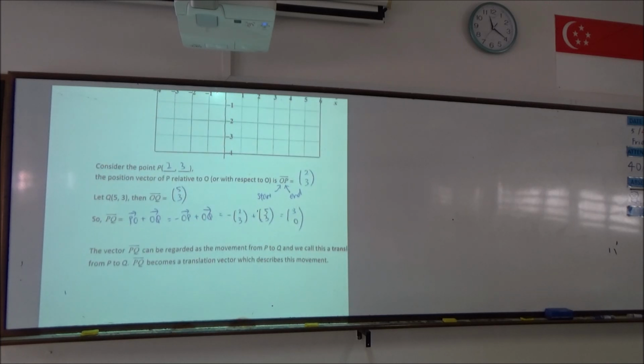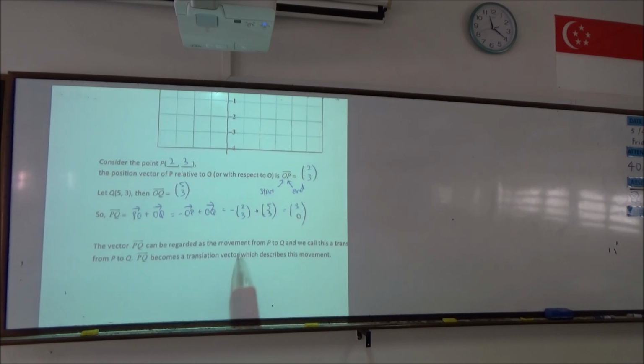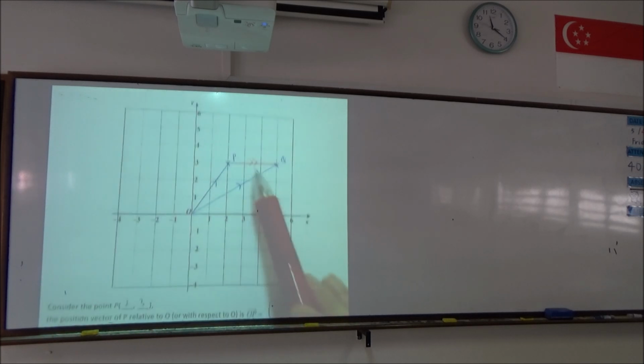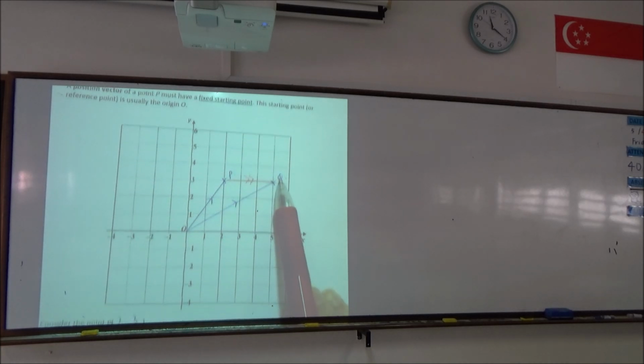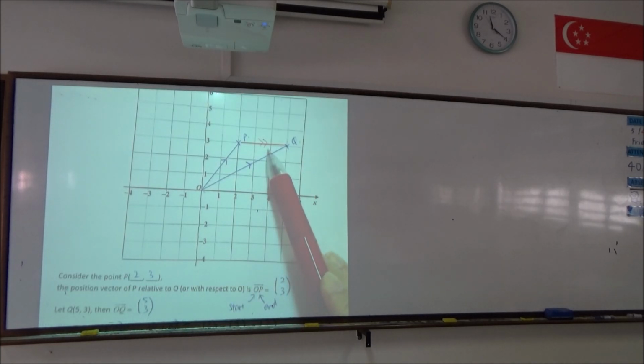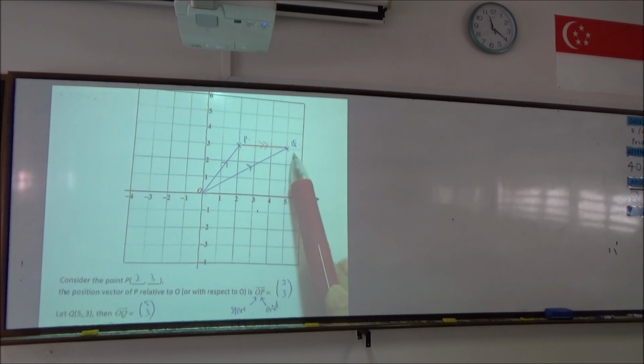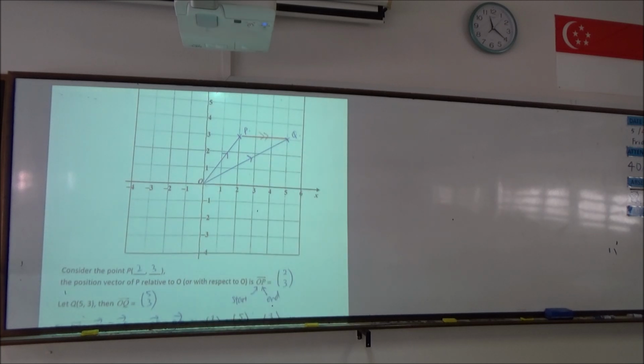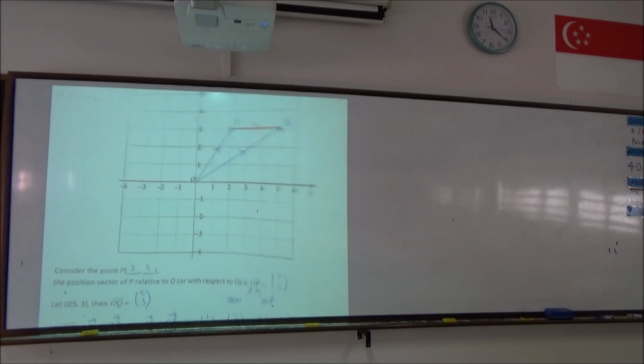What we can see from here is that PQ can be regarded as the movement from P to Q, and we call this a translation. From P to Q, we move P all the way to Q over here. So PQ itself is a translation vector which describes the movement of P to Q. Although in our syllabus we don't look at translation, I think it's necessary for us to be familiar with this term. Translation simply means moving, to translate from one point to another point, and to describe this movement we use a vector.